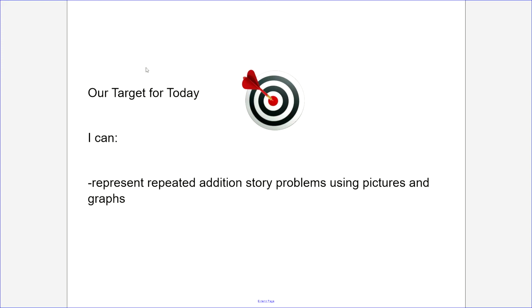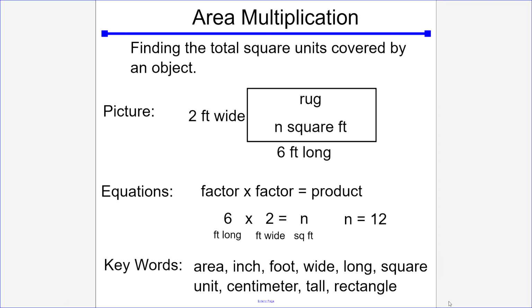Good morning, third grade. Our target for today is I can represent repeated addition story problems using pictures and graphs. We've learned about three multiplication story problem types so far. Area multiplication is where you are finding the total square units covered by an object. You're finding the total area that an object covers.